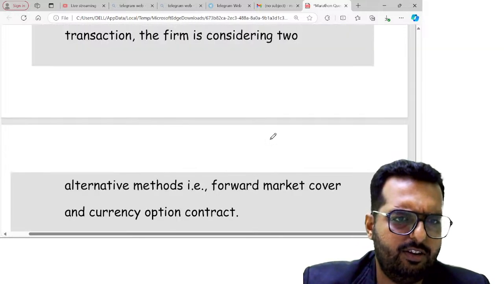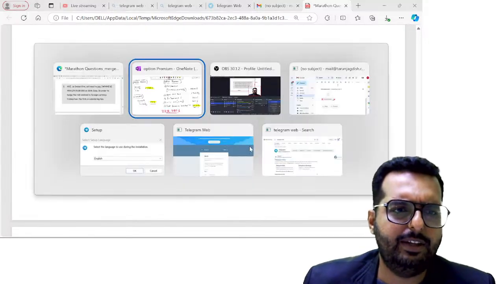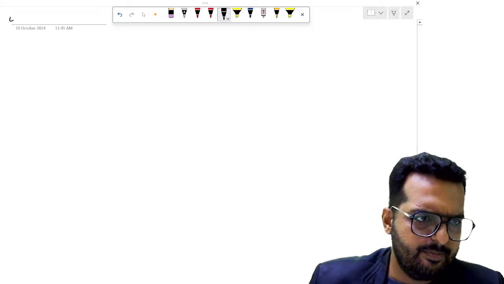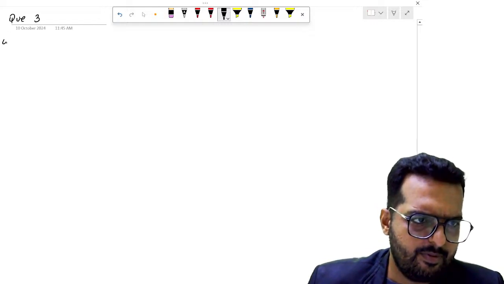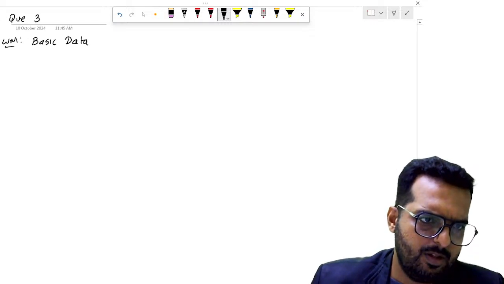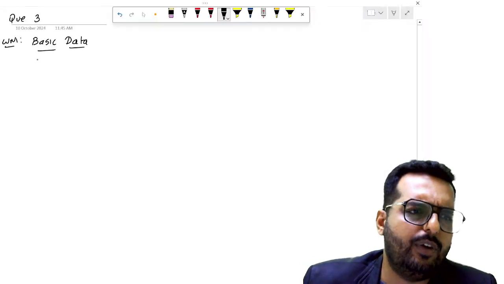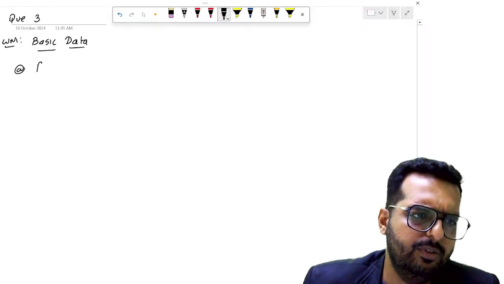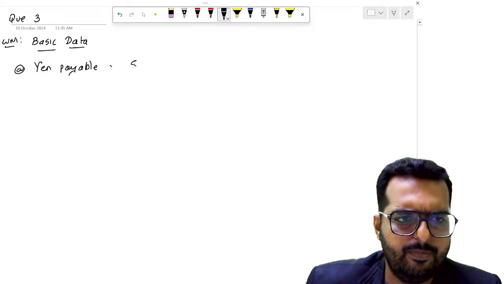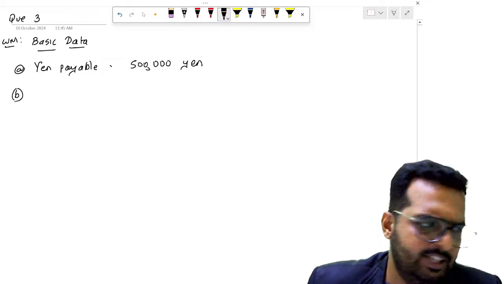If this question is done, let's go to question number 3. Okay. Working note number 1, basic data. So you have a payable of 5 lakh Japanese yen. So I'll write down yen payable is equal to 5 lakh yen.